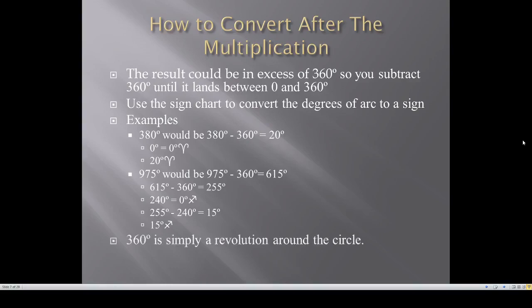Think of it this way. 360 degrees is simply a revolution around the circle. We want to know how close two things are together, not the amount of revolutions that are made.